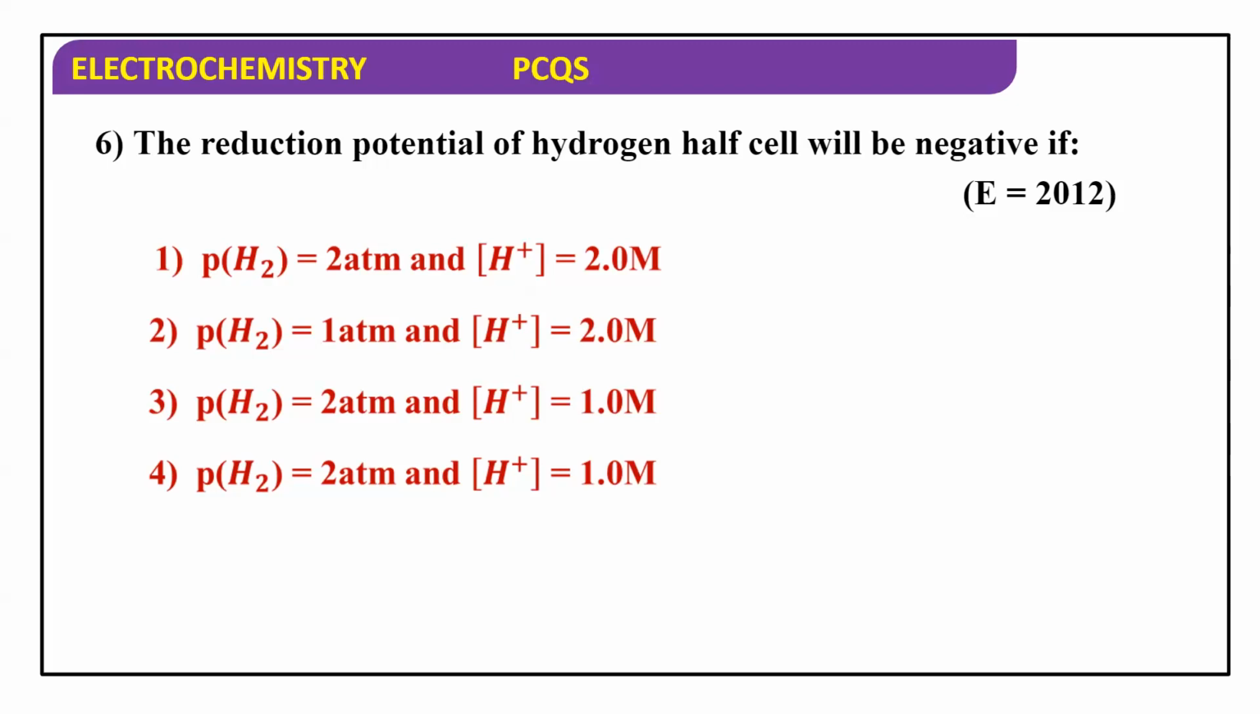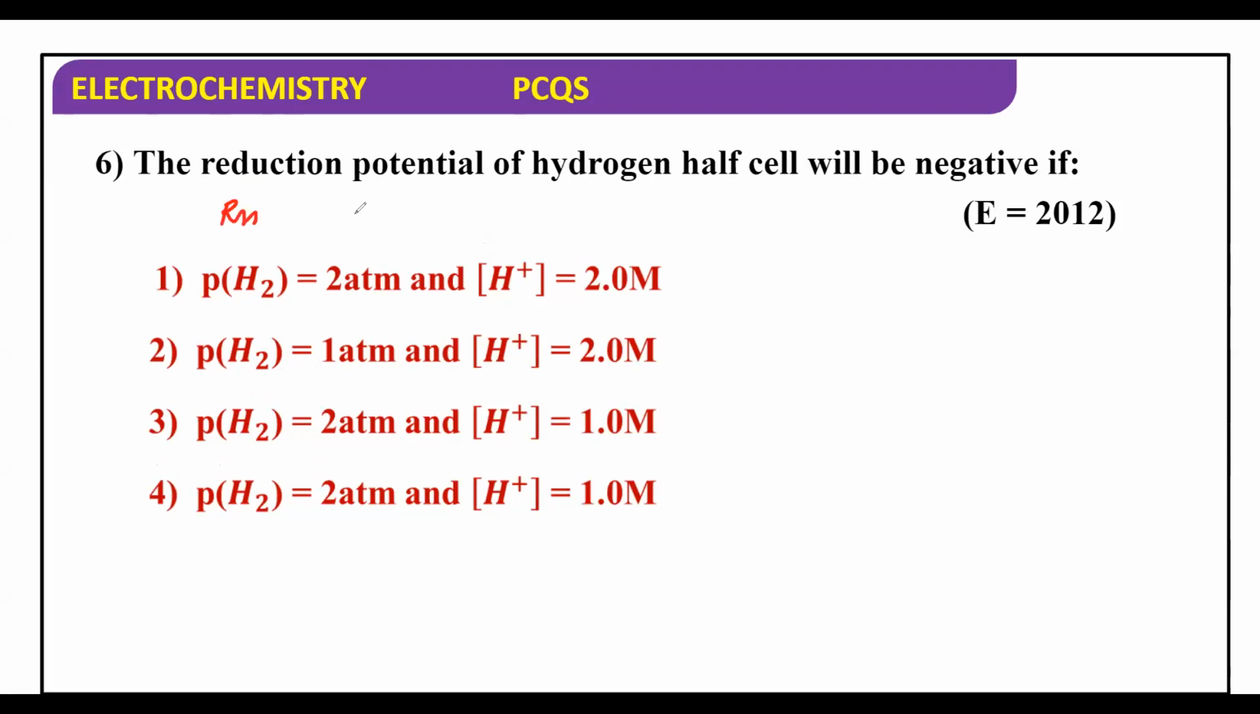And I have told you what you have to do. First of all, you will write the reaction. From the reaction, you will write the Nernst equation. And from the Nernst equation, you will see when the E will be positive and when it will be negative, in what scenario. देखिए आपको समझ में आ जाएगा.